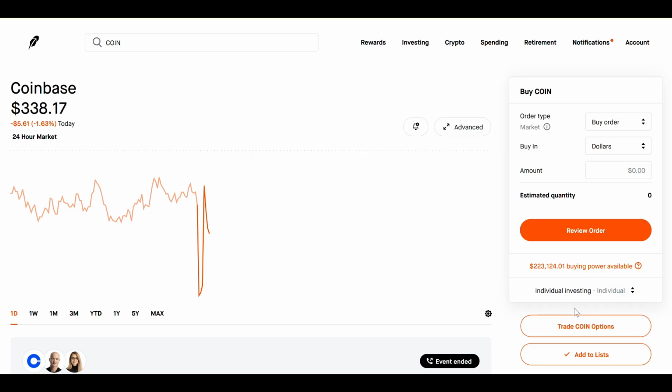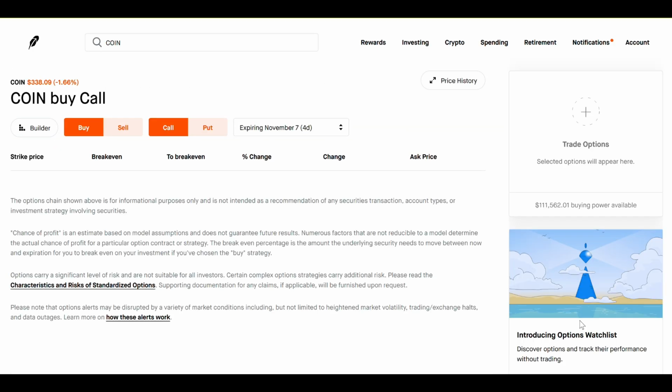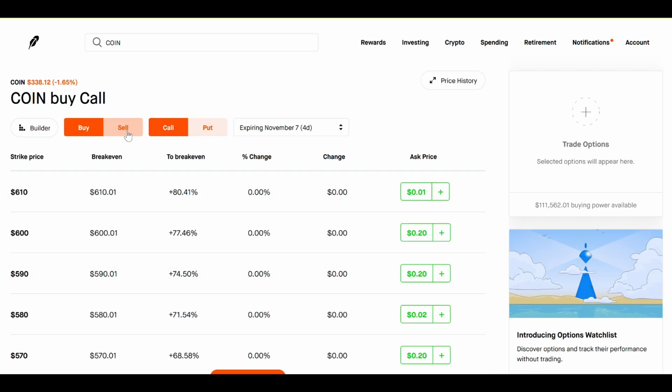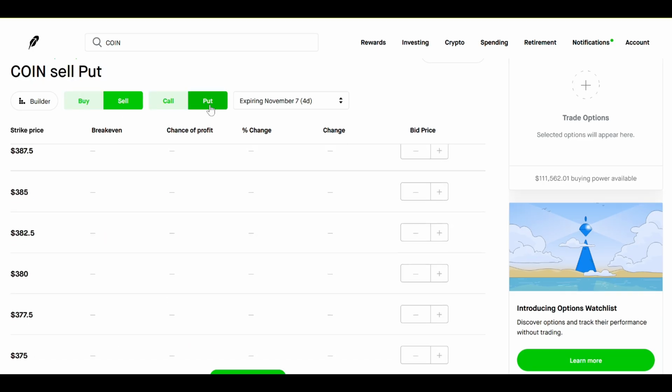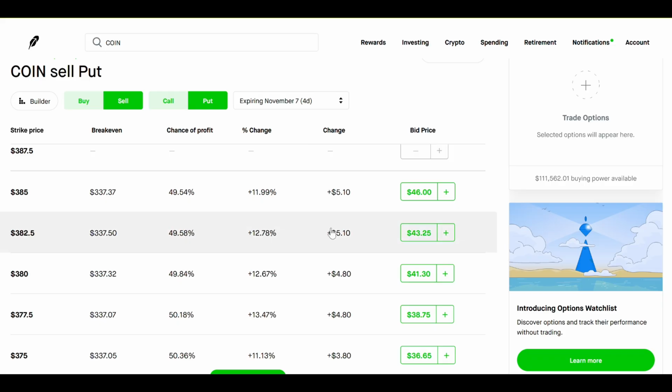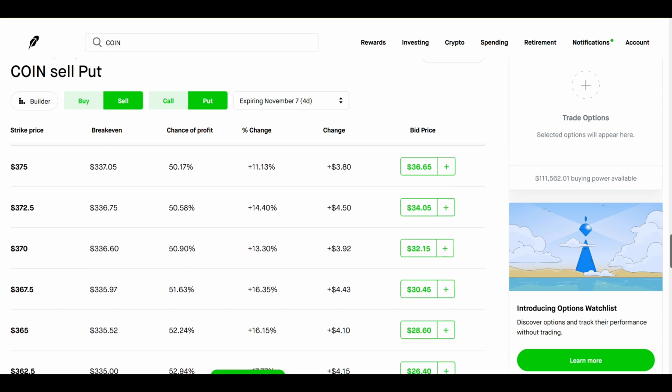I also like Coinbase because, from a volatility perspective, there's quite a lot of volatility, which does increase the options premiums. So I'm going to go here to sell a put. That means I'm willing to buy at the strike price, which is the price I'm going to pick. I like to go close to the money, a little bit below the current price. That way I get a little bit of a discount.